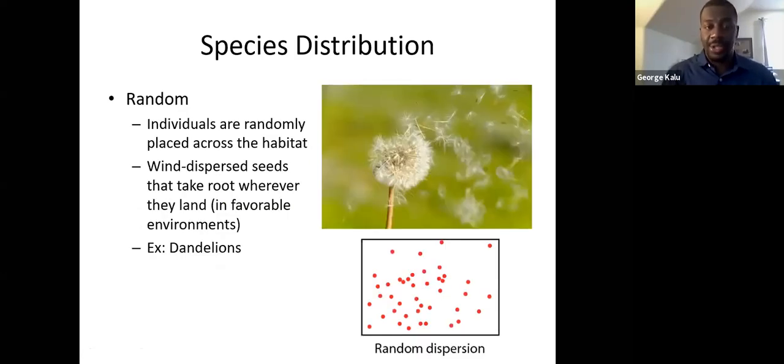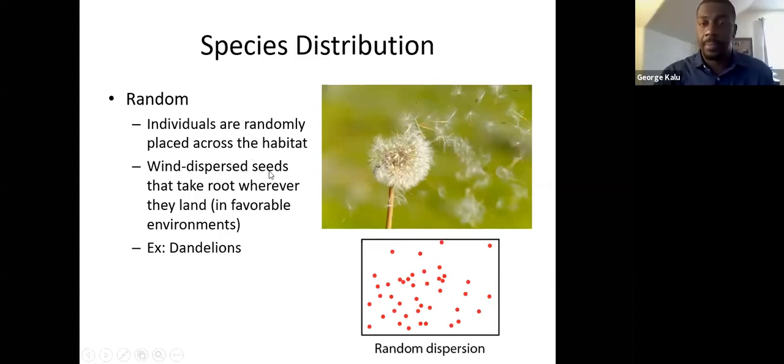Random dispersion is where we have individuals that get randomly placed throughout the environment. These will typically take the form of wind dispersed seeds. Any plant that has wind dispersed seeds, like dandelions, the wind is just going to pick up those seeds and then disperse them throughout a field, throughout a location, throughout an environment or a habitat. And wherever those seeds land is going to be where they sprout new dandelions. So there's no rhyme or reason to where these individuals pop up. They show up randomly throughout the population, as long as they land in a favorable environment that allows them to survive.